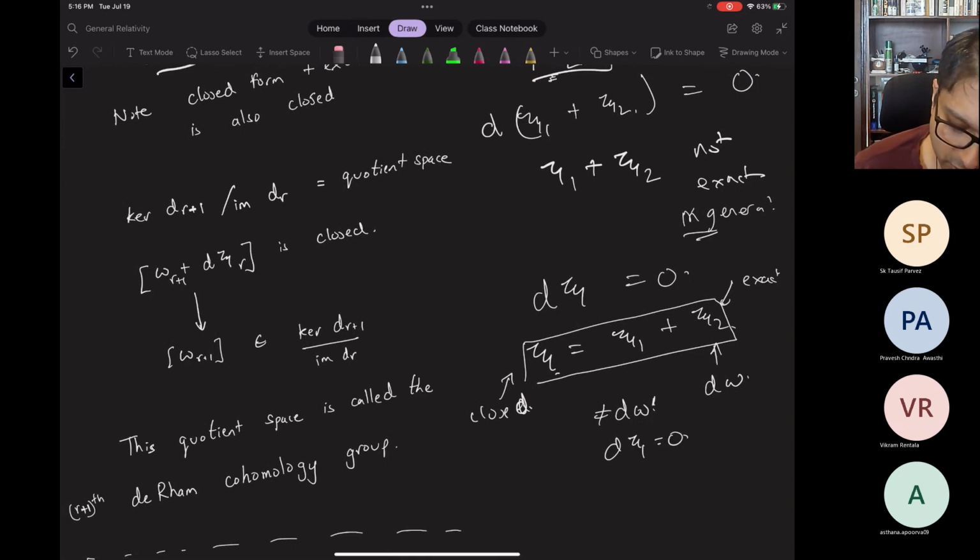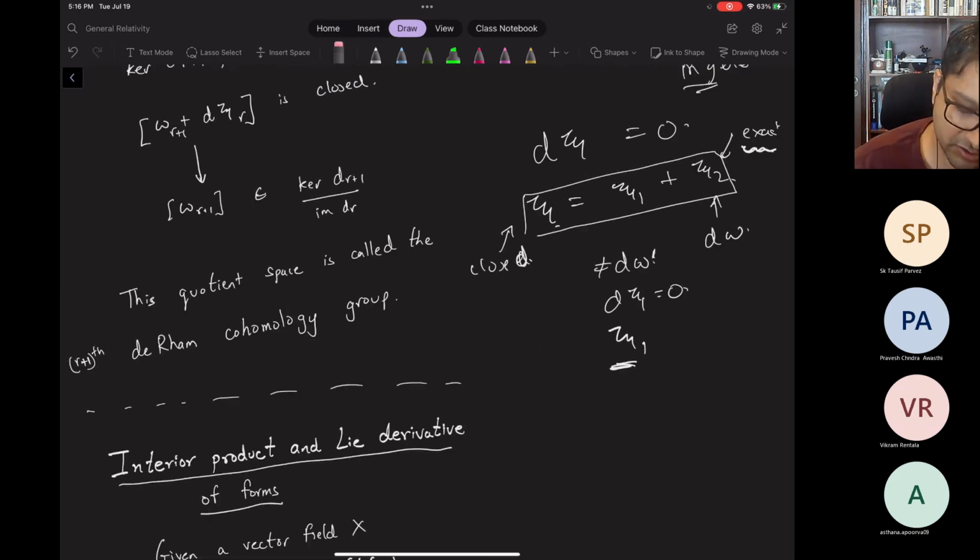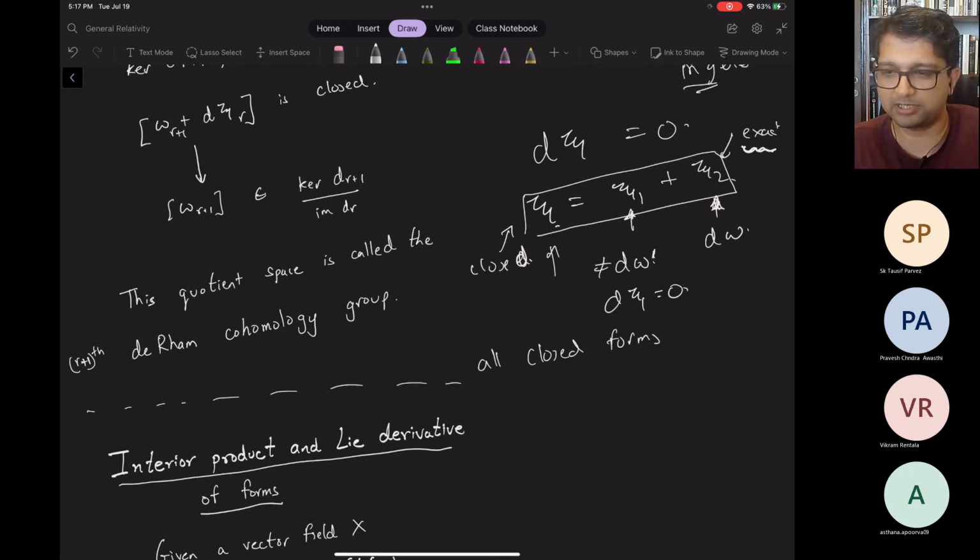Okay, so what you do is for every xi, you map it to just the part which is not exact. So now if I take the set of all possible closed forms, I want to drop the part which is exact. I'm interested in this part, the part which is not exact.